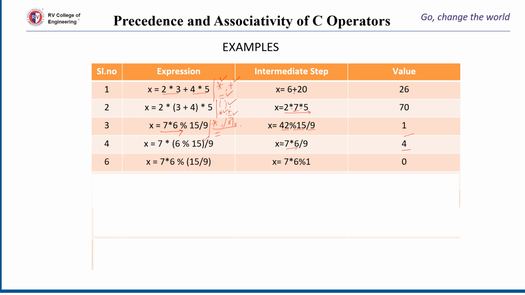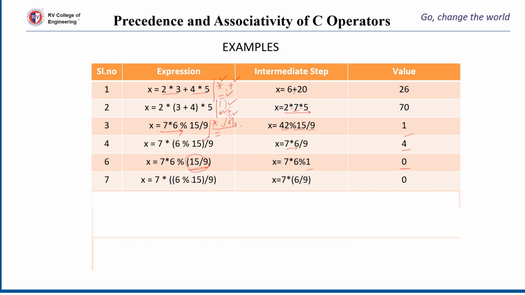Right? Next, 7 into 6 mod 15 by 9. Again the parenthesis is there, so this is evaluated first. 15 mod 9 will give me the answer as 1. Then 7 into 6 mod 1. This will give me the answer as 0. 42 mod 1 will give the answer as 0.